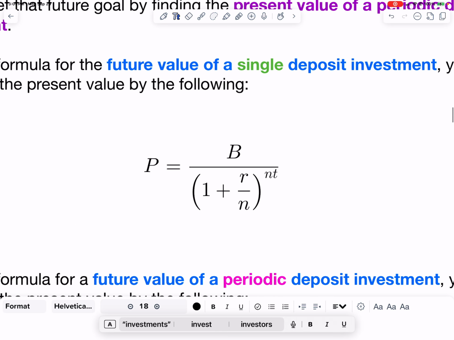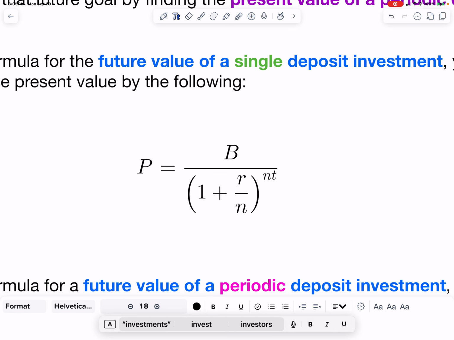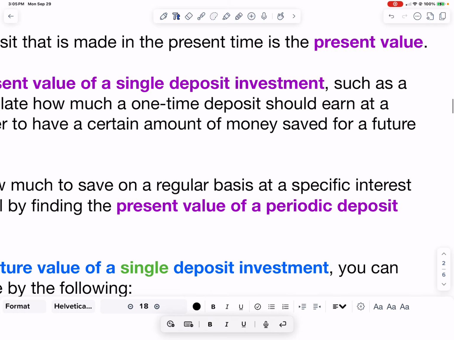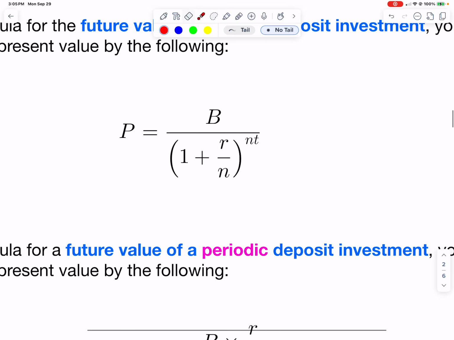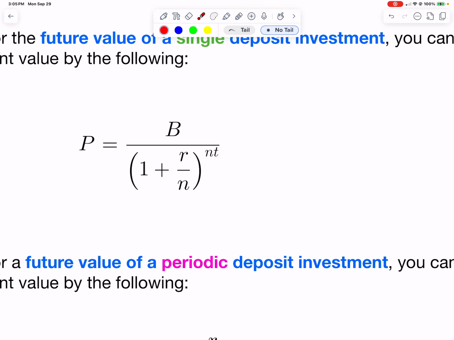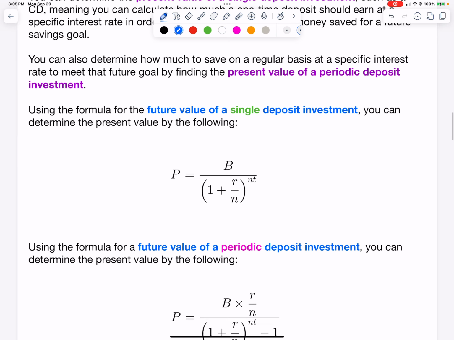Okay, so we have this equation, P is equal to B, so P representing the principal or the initial amount, that's going to equal the balance, so the total balance at the end of the period divided by 1 plus r over n raised to the nt power, where r is the rate in decimal form divided by n, which is the compounding frequency, raised to the compounding frequency times the number of years.